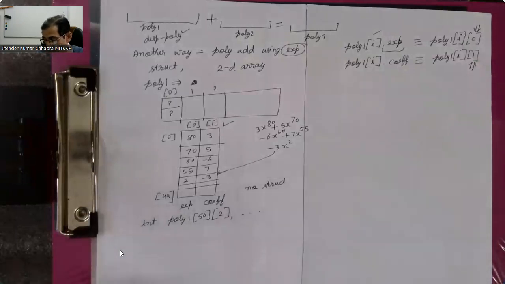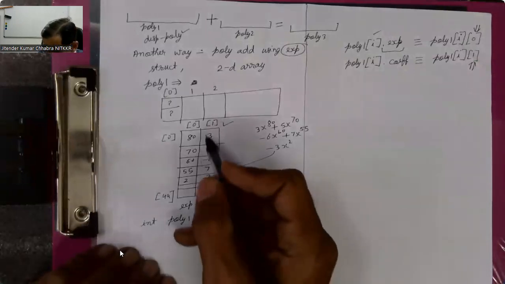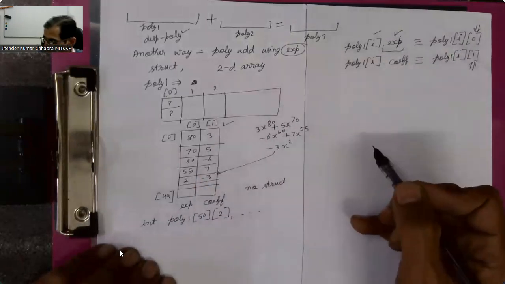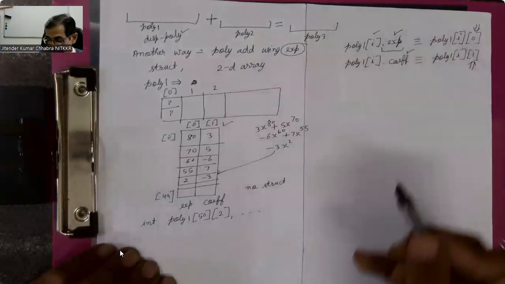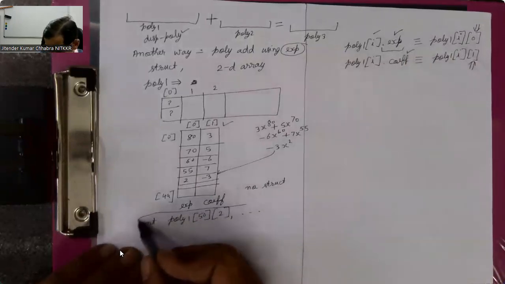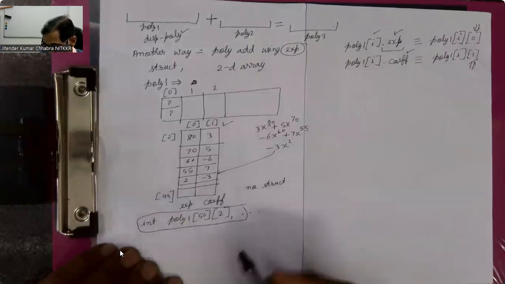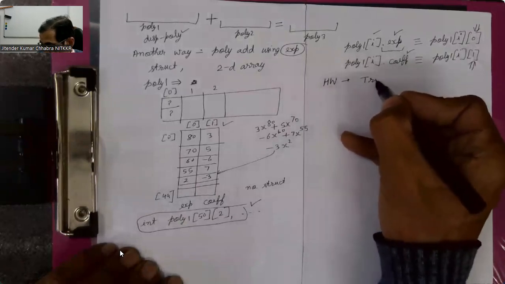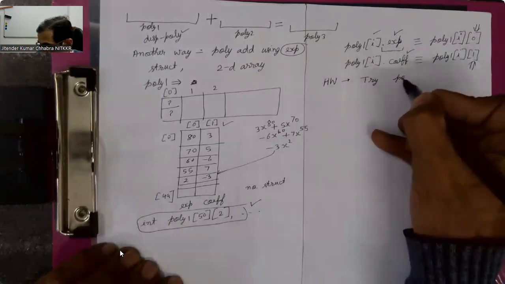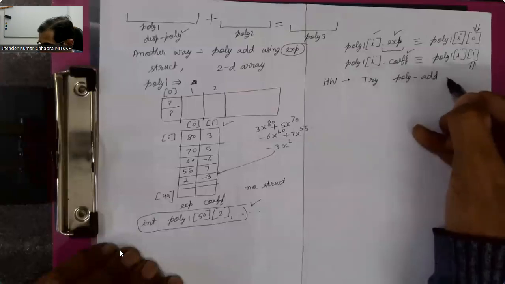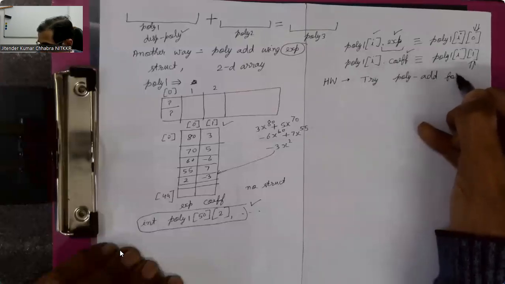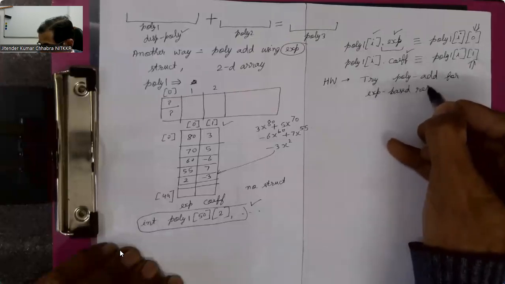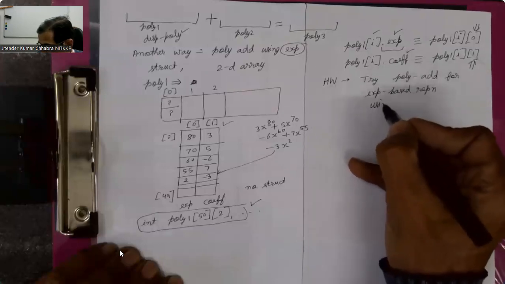So you don't need a structure declaration. And effectively, by this representation, you can always use the exponent in one column and the coefficient in the second column. And a declaration will be like this. So this can be this. So I'm giving you homework. Try polynomial addition for exponent-based representation using a 2D array.